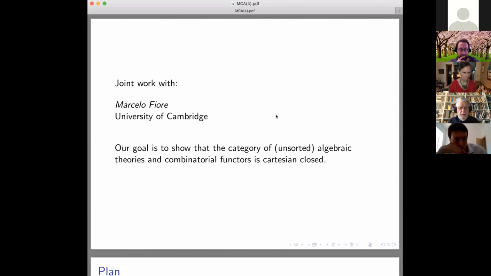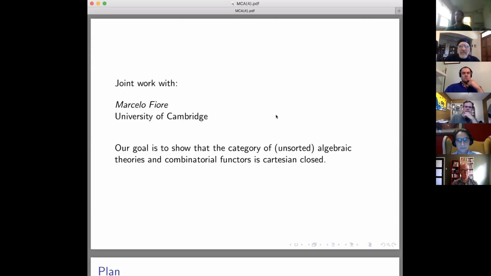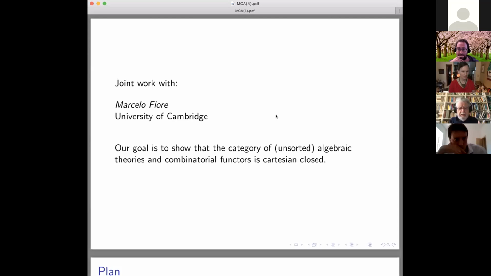And also, we will introduce a notion of combinatorial functor between algebraic theories, which is not really in the literature. And with this notion of functor, we prove that the category is Cartesian closed, which maybe is interesting from my point of view.